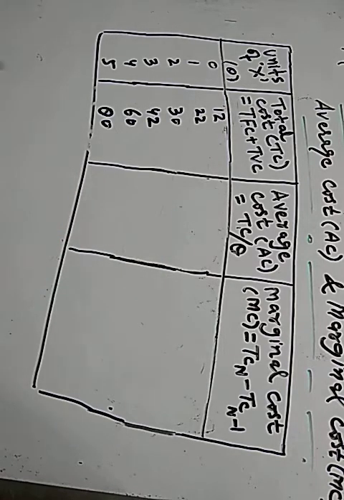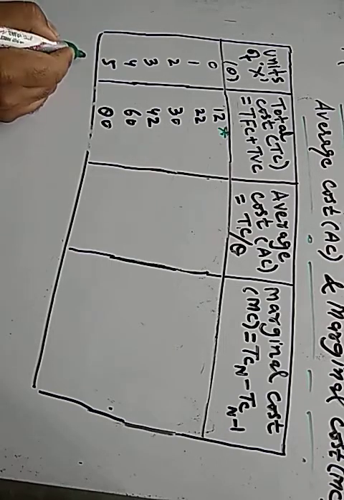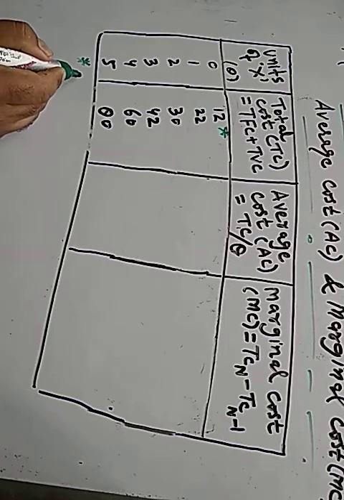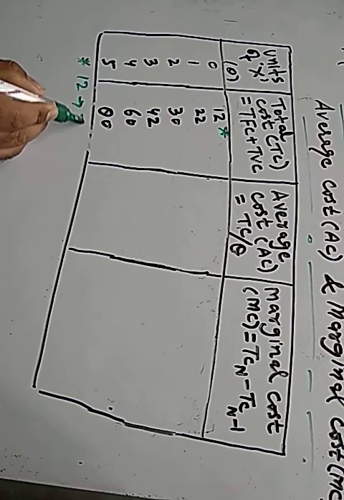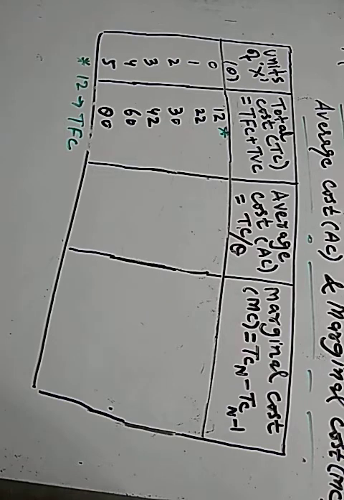But before that I will explain this point, as I have already told you, why it is happening. When there is no production, why is there some cost? This cost is fixed cost. In the footnote I will write that this 12 rupees is fixed cost, total fixed cost, that is cost of machinery, cost of capital, cost of building. Since these costs do not change with the change in level of output, that's why it is known as fixed cost.